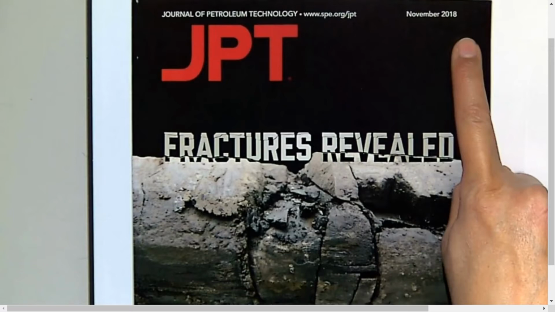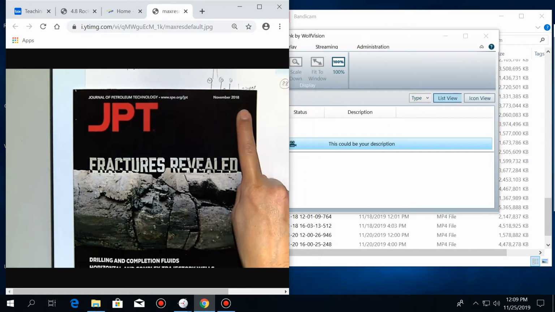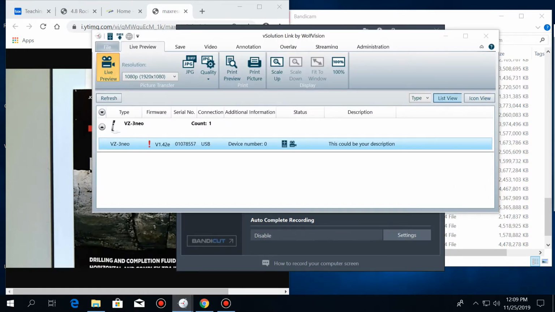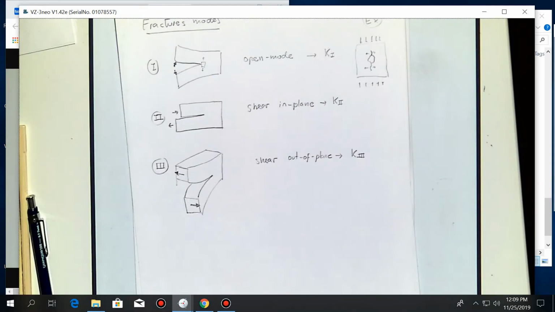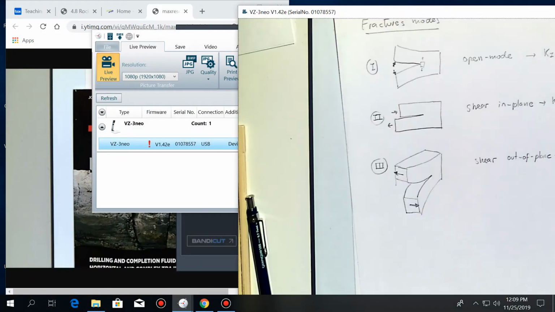But what has been recently proposed, and it makes a lot of sense, is also observed in nature, is that part of the complexity of these fractures is related to having mode 3 and mode 2 combinations with hydraulic fractures. So let me explain what that means.